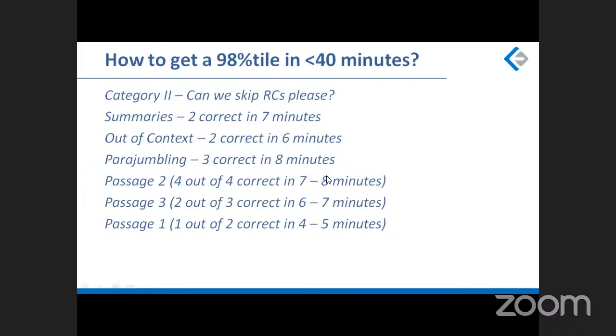Take 9 minutes. Then you go to passage 2. Then you go to passage 3. Then you go to passage 1. The category is, can we skip RCs please? Look at the number of attempts. 7 attempts. 7 correct out of 9. Passages had 16 questions. This is 7 correct out of 9 out of 16. That is barely 50% of the RCs.